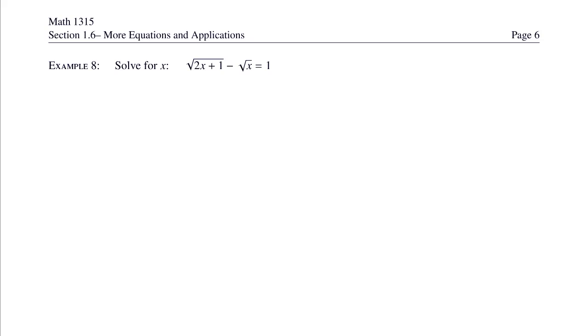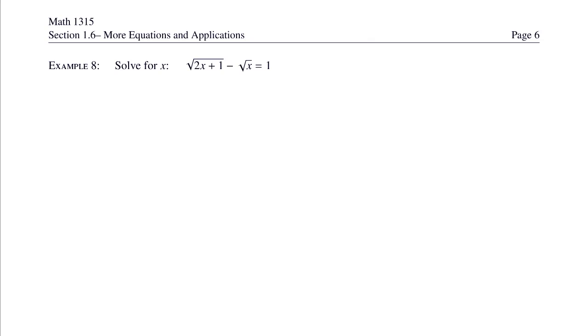In example 8, we have solve for x. The square root of 2x plus 1 minus the square root of x is equal to 1. We have two radicals here, so the trick is going to be to isolate one radical by moving everything else to the other side and squaring to get rid of that radical, and then we'll still have one radical left over and we'll repeat the process.